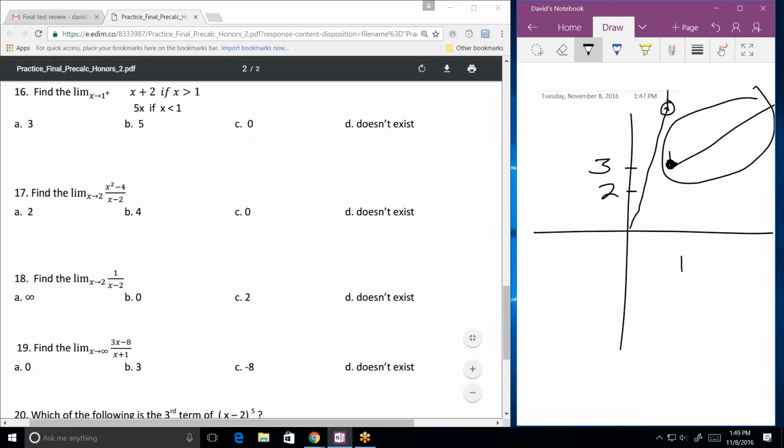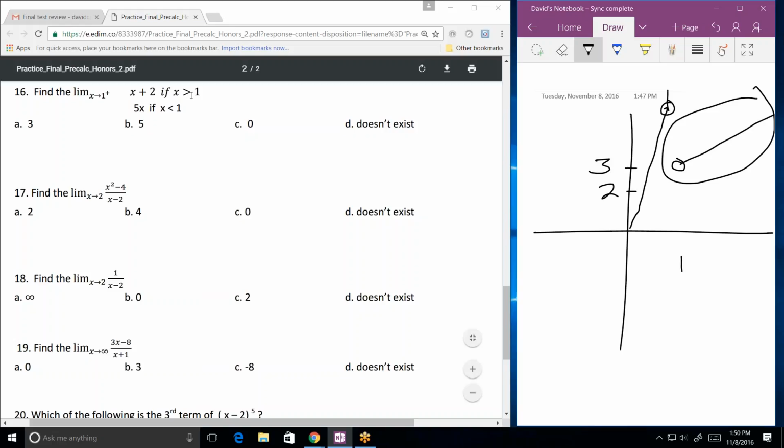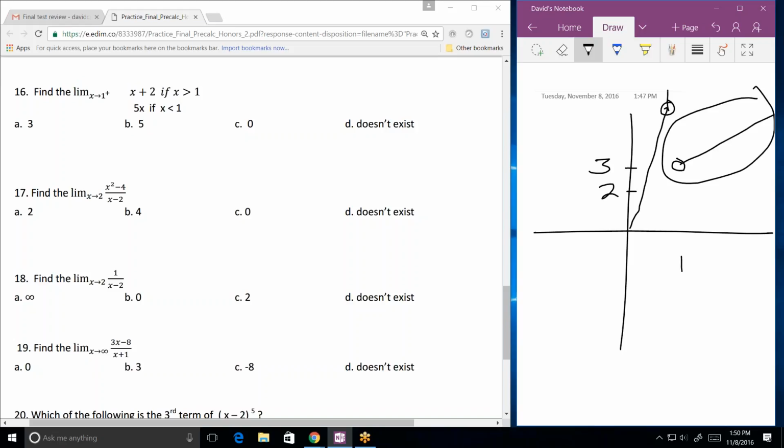And that function goes to 3 when x is greater than 1. Now, the only thing I did wrong here was I put a closed dot there, which is not right. It's an open dot. Like that. So the function is actually not defined at 1, because I got 2 open dots, right? In other words, neither one of these says greater than or equal to or less than or equal to. So when x is 1, it's not actually defined. But that doesn't mean the limit is not defined.